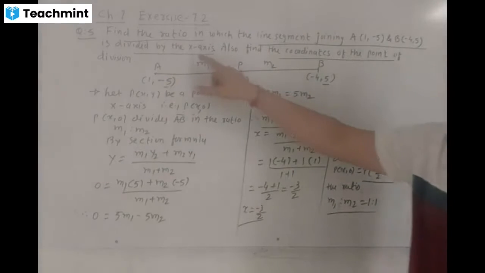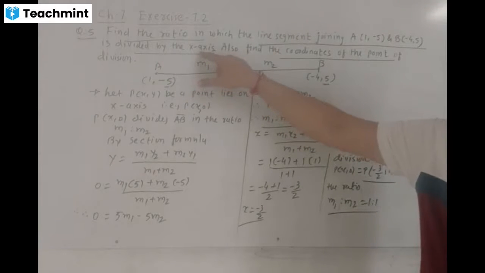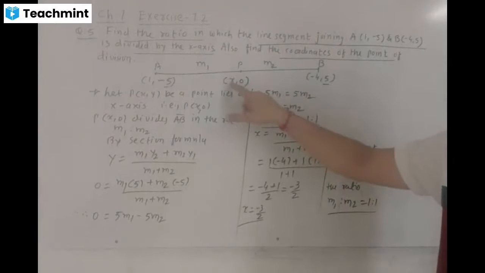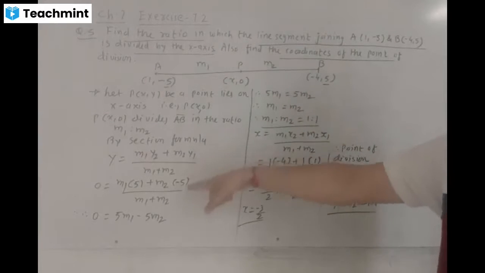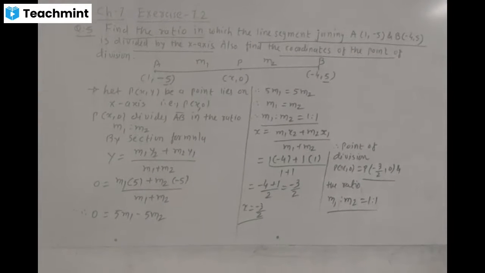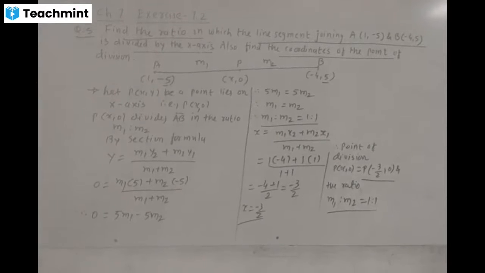If point P divides on the y-axis, then its x coordinate is 0. Put the value in the x form, then find the ratio, and apply the section formula in the y equation.